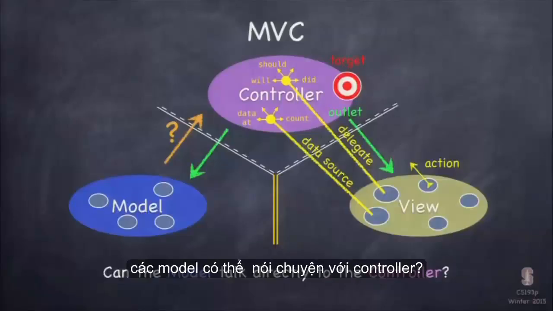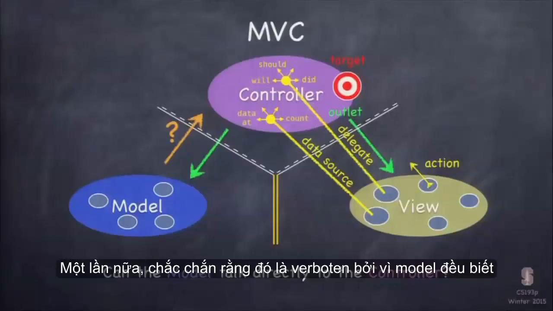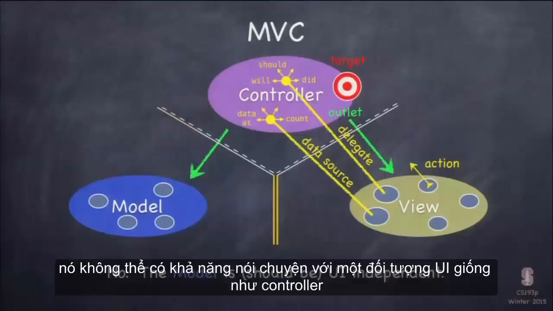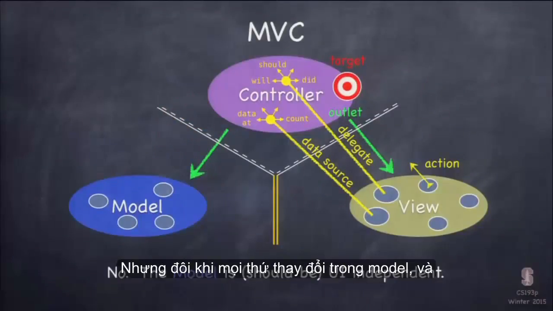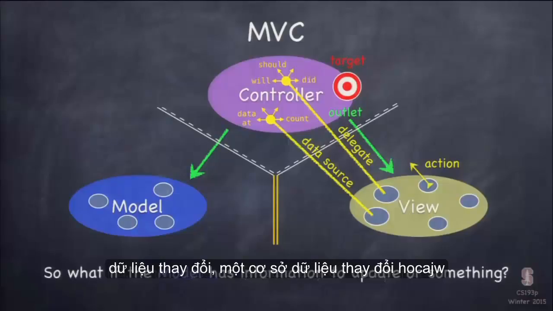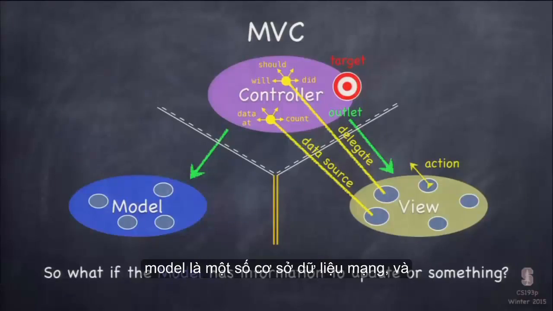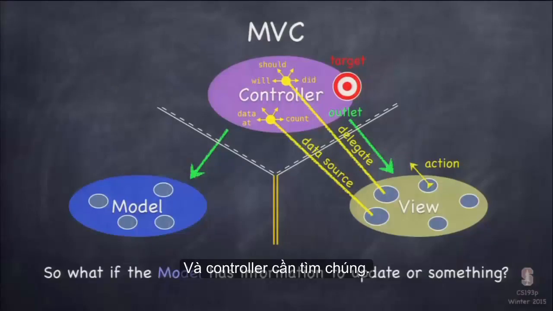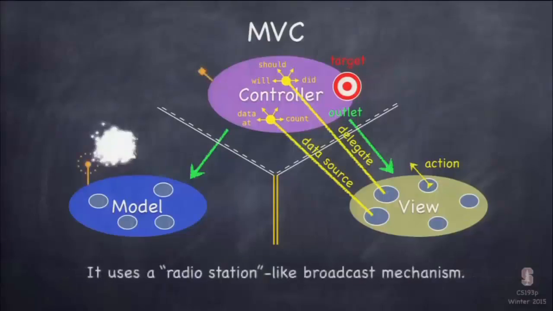What about this communication? Can the model talk to the controller? Again, obviously that's verboten because the model knows nothing about UI, so it couldn't possibly talk to a UI object like the controller. But sometimes things change in the model, and the controller needs to know about it. Okay, data changes, a database changes, or the model is some network database, and somebody changes something on the network, and it changes, and the controller needs to find out. So how do we do that communication?